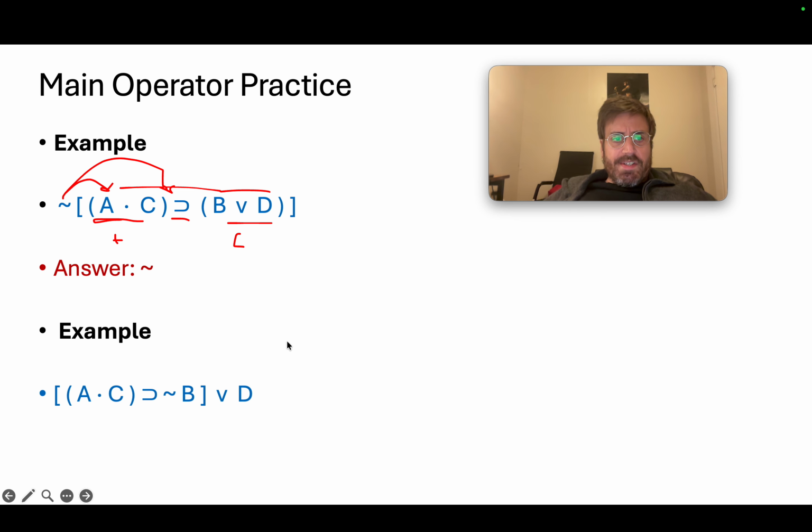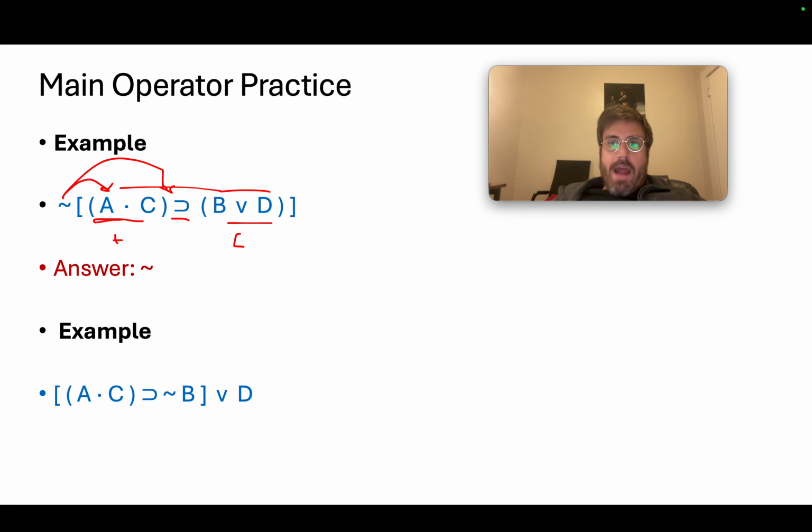Now have a look at this example. Try not to pay attention to the dot here. That's just a bullet point. The statement reads either if both A and C, then not B, or D. So this is a sort of a clunky, convoluted sentence. I see dot, I see horseshoe, I see tilde, I see wedge. Try to identify for yourself the main operator of the sentence.